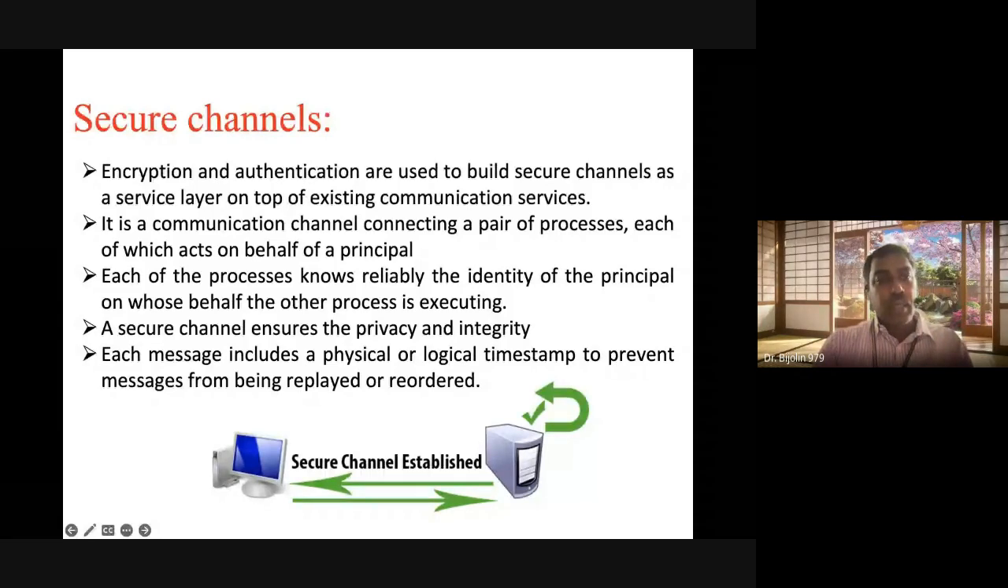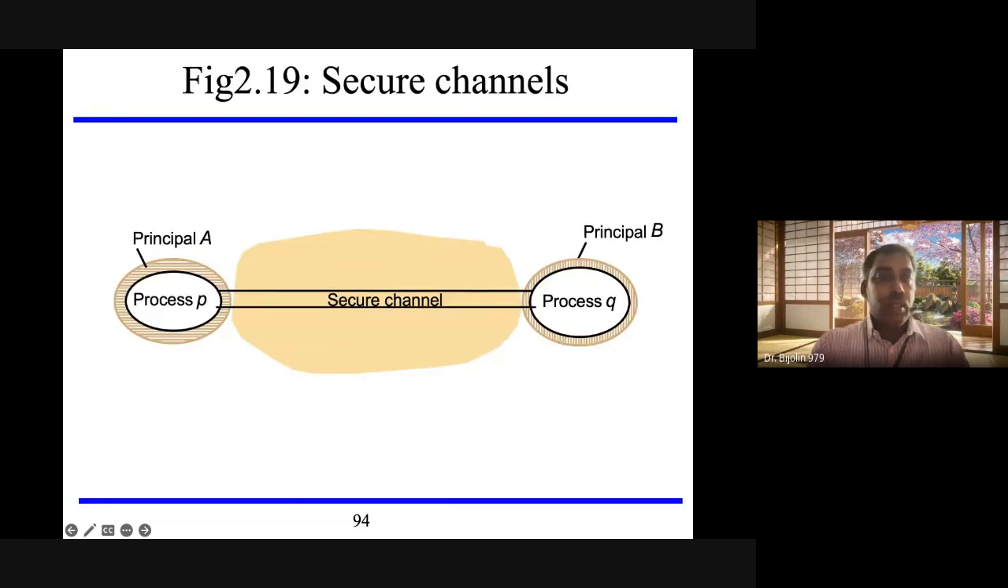Next, each process knows reliably the identity of the principal on whose behalf the other process is executing. And every message includes a physical or logical timestamp to prevent messages from being replayed or reordered. That is the main objective of securing channels, because hackers try to check where they can inject code. The main place where they can inject is the communication channel. So if the channel is securely established, then we can restrict other users from entering that particular system.